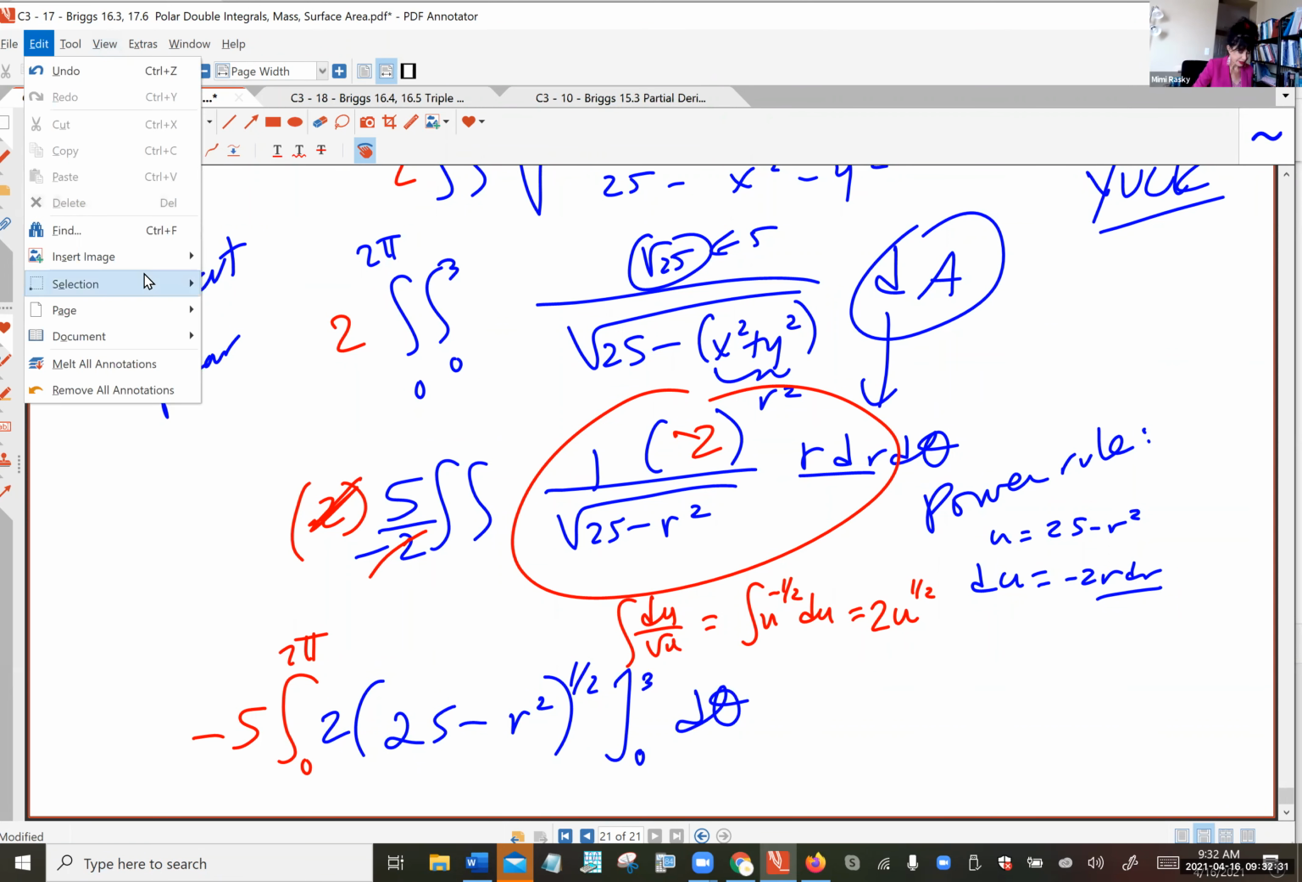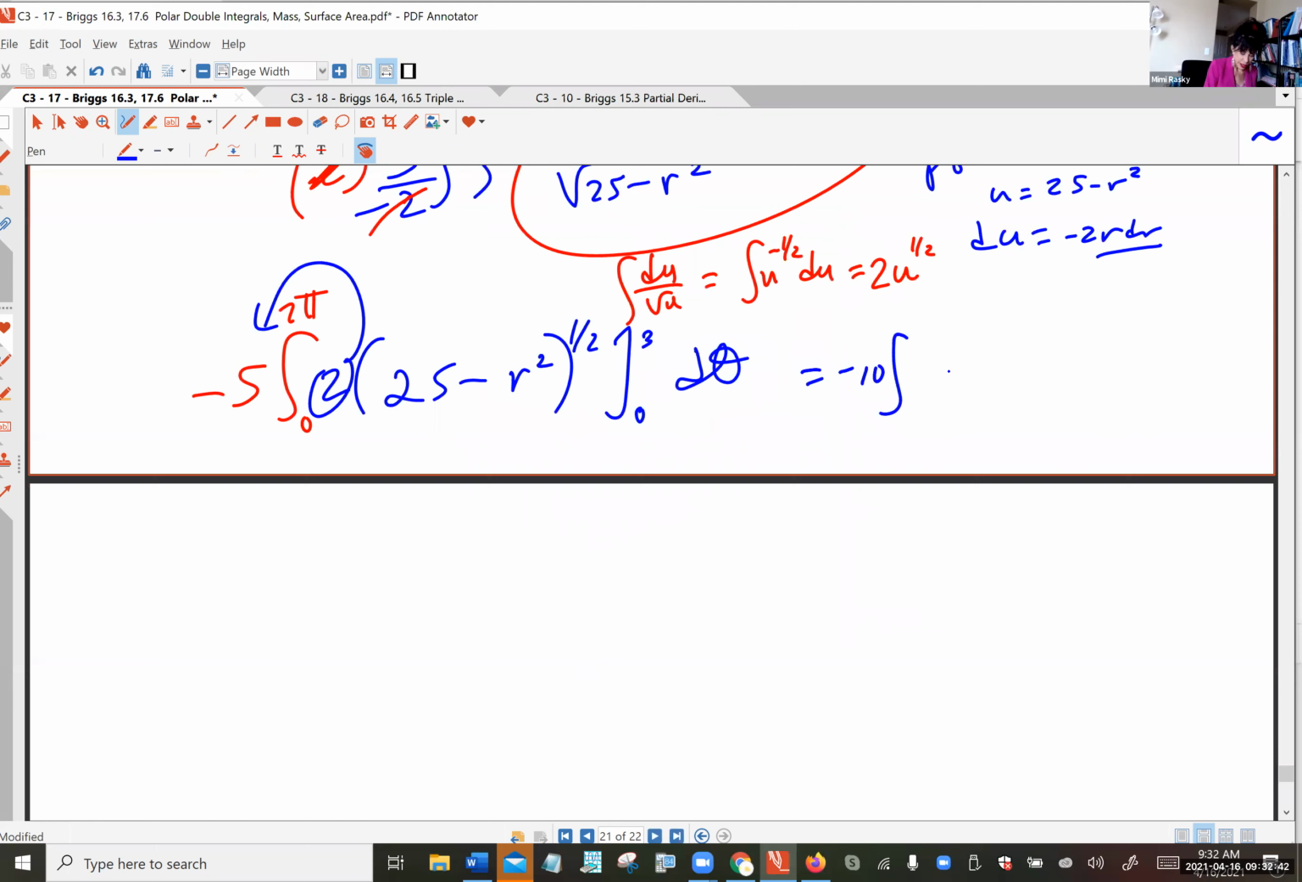So this 2 I'm going to pull out. So you got negative 10 integral. And now be careful. The common student error that I see, if you can find this error. Do you see it? I'll get students who do this. What's wrong? Play teacher, kids. What did I do wrong? Forgot the 1/2. Yeah, I forgot the exponent.